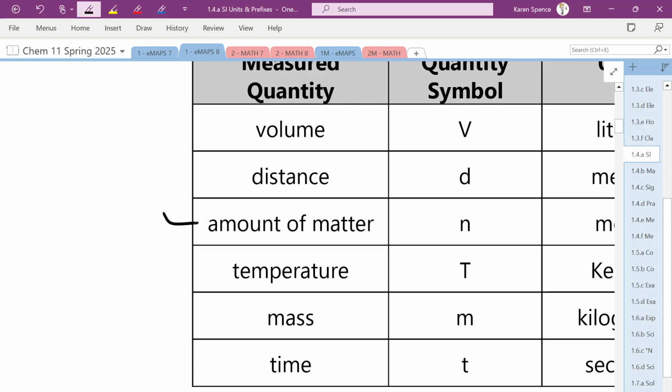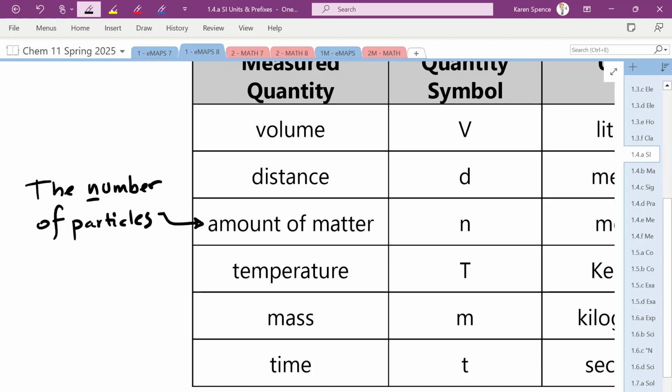This actually measures the amount of matter by counting the number of particles. So that's where the N comes from. It is the number of particles. And why don't we just count particles? 1 particle, 2 particles, 3 particles.